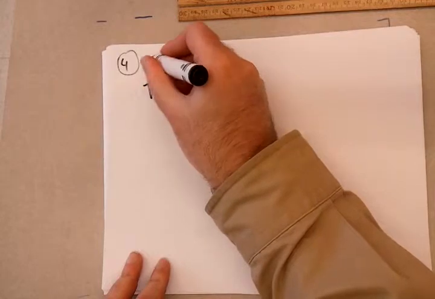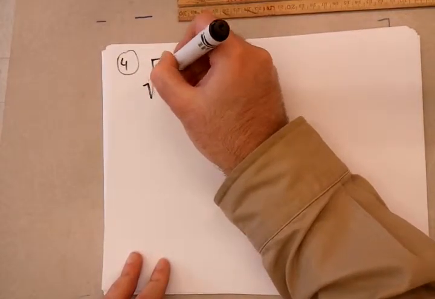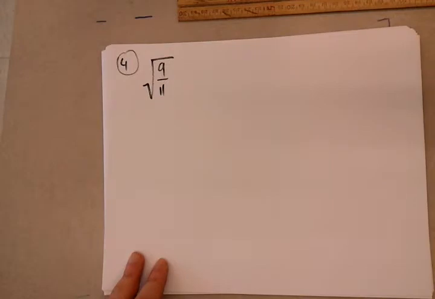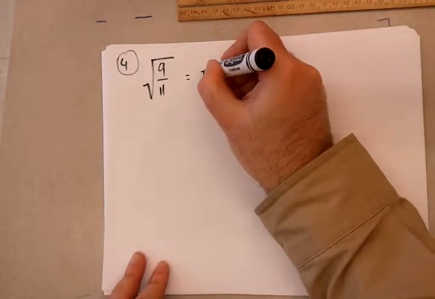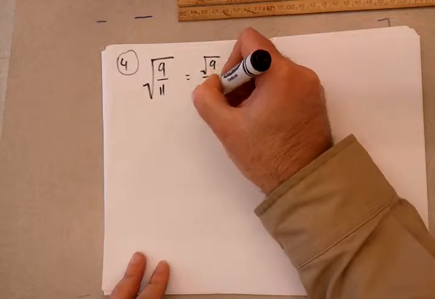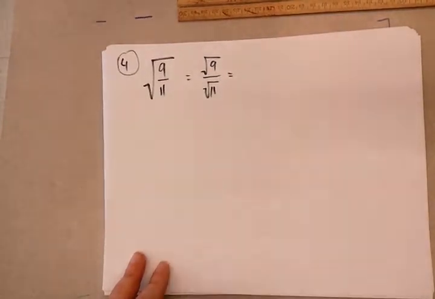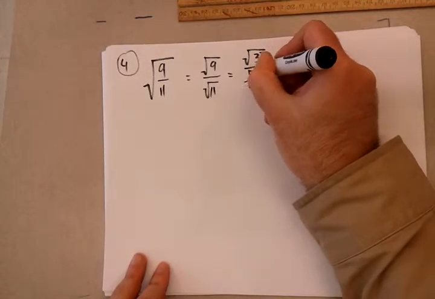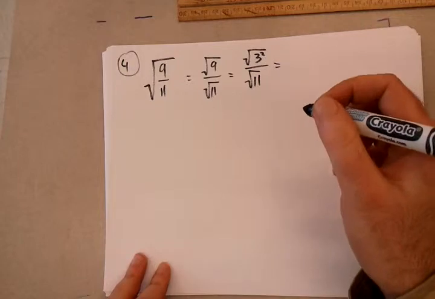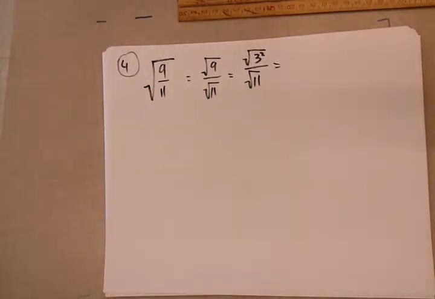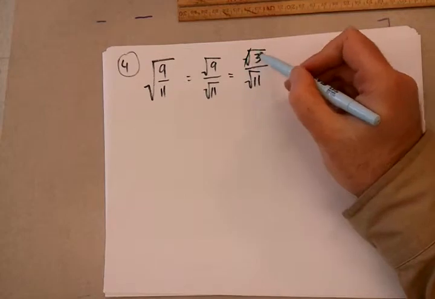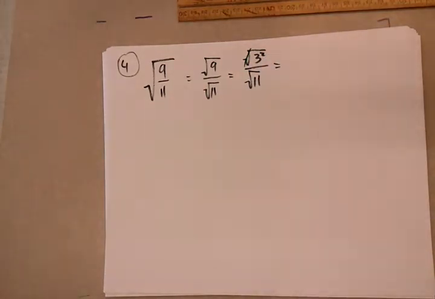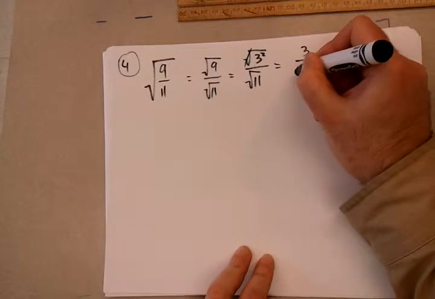And I'm going a little quick because I need to stay under the 15-minute video limit. So I have 9 over root 11. Again, a fraction underneath the root, and just like last time, you are going to break these up into their own separate fractions. So root 9 over root 11. On the top, we're in luck. Perfect square. That's a 3 squared. Which means you can cancel out the power of 2 and the root, and be left with 3 over root 11.